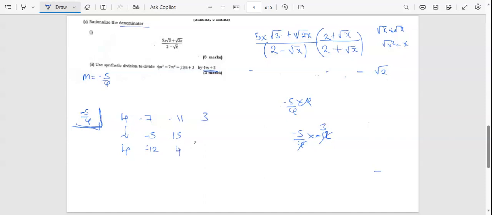Then the same thing here: times 4 gives you negative 5, because the 4 will cancel. You add this to 3, and that will give you negative 2. So from there, this is what we use.